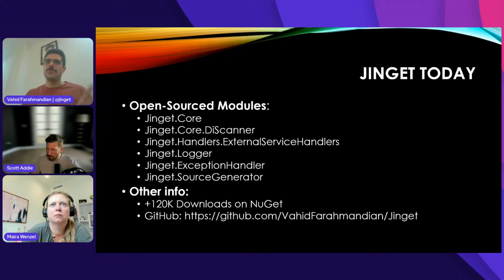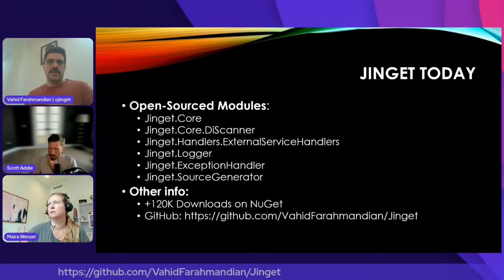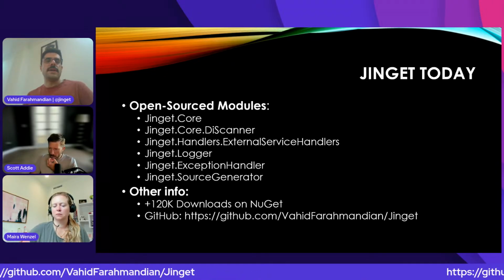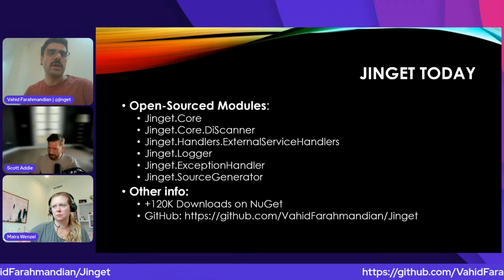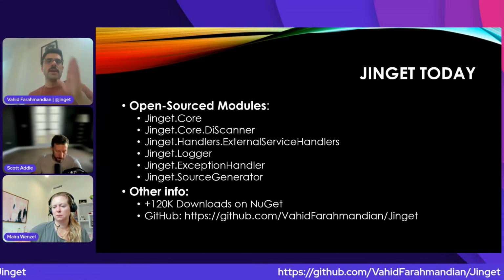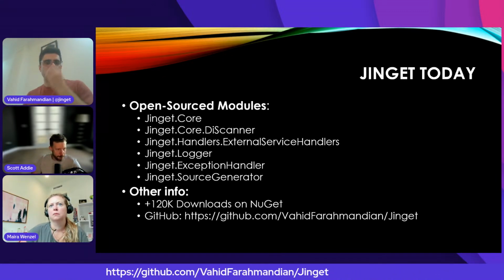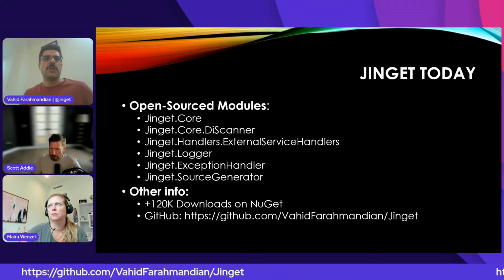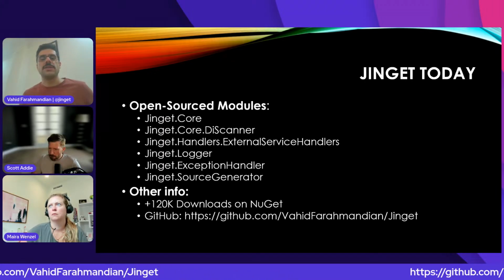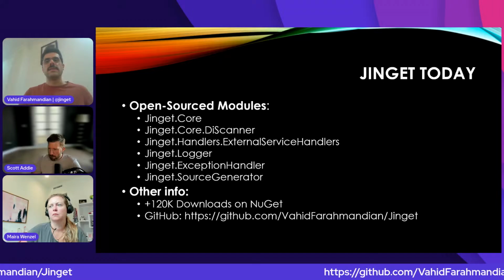It's really new. We open sourced it yesterday, and audiences can start using the Jinget source generator. Up until now, Jinget has about 120K downloads on NuGet. Of course, you can get the source code by going to my GitHub profile at github.com/Vahid/Jinget. The whole source code is there.